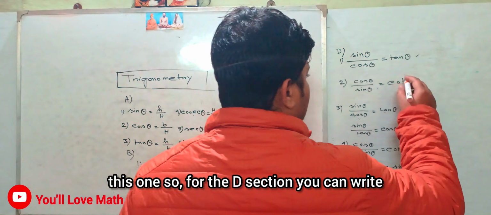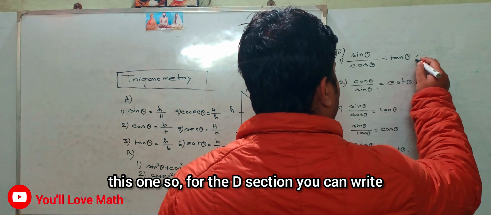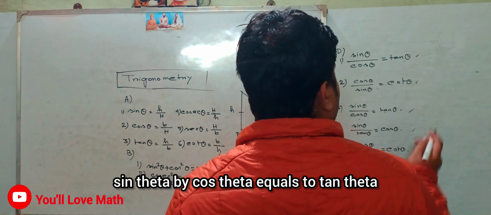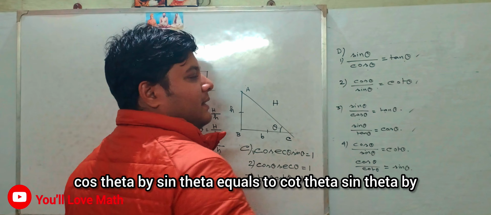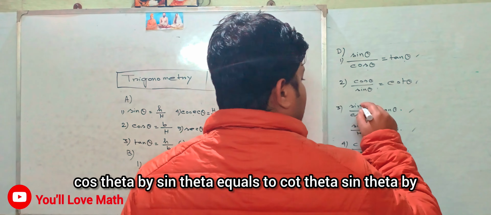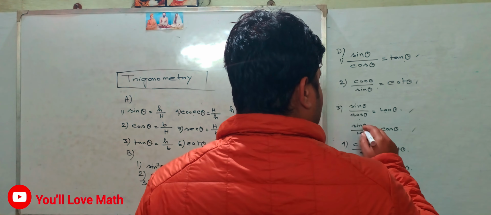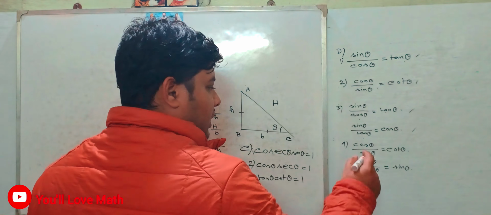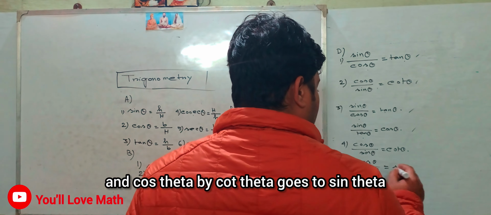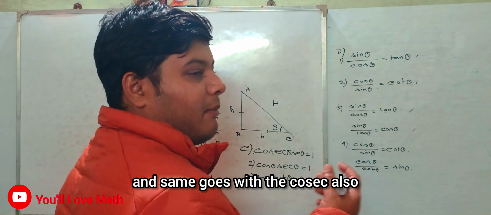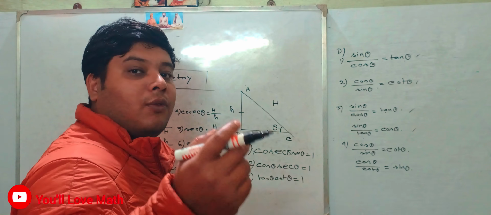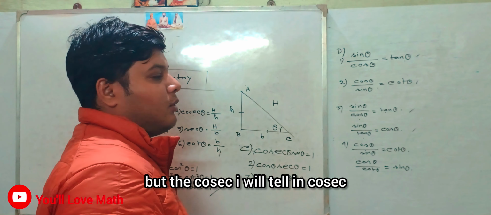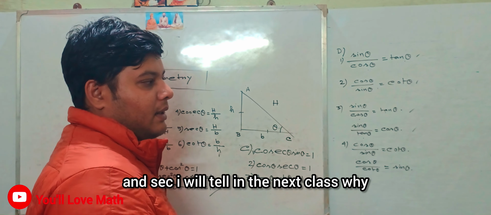So for the D section you can write sin theta by cos theta equals to tan theta, cos theta by sin theta equals to cot theta, sin theta by tan theta equals to cos theta, and cos theta by cot theta equals to sin theta. And the same goes with cosec also. But cosec and sec I will tell in the next class.